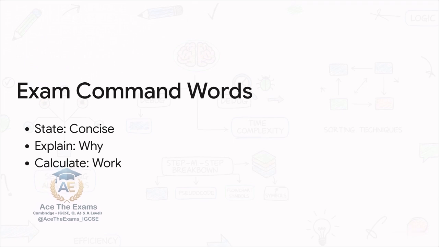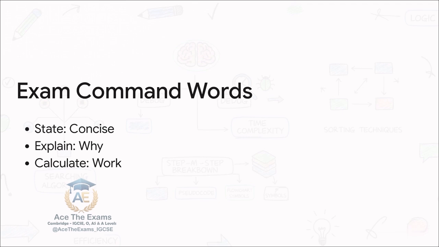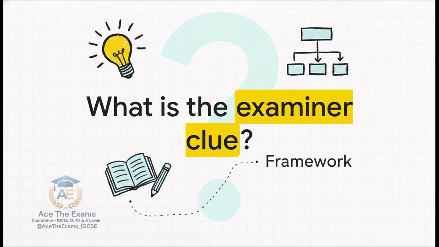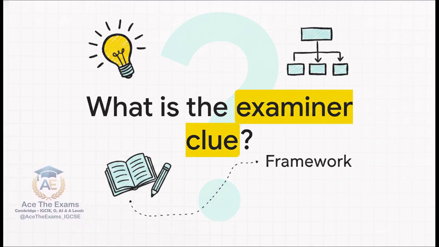Now, listen up, because the most classic exam trap of all is answering an explain question with a state answer. You might write a true fact, but if you don't explain why, you score a 0. Ouch. Now, in just a moment, I'm going to show you the hidden examiner clue that changes your answer completely. But first, you need the framework that makes it all obvious.